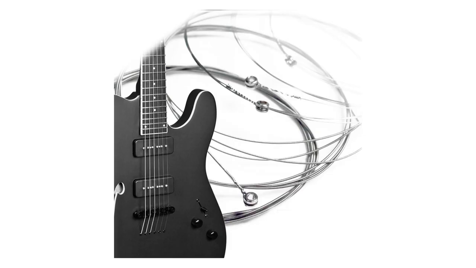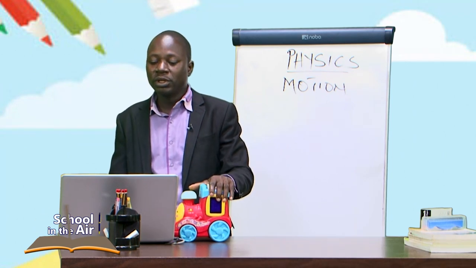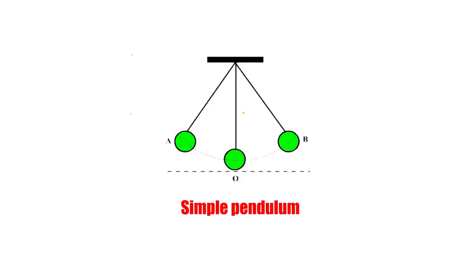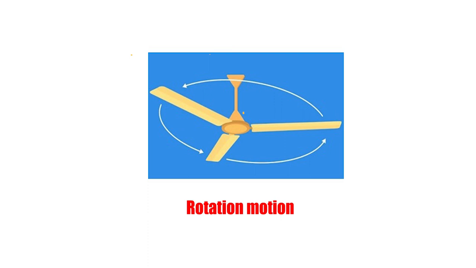Now look at this picture. I want you to look at it. Your guitar string is fixed at both ends, so each time you disturb that string, it will go to and fro to produce the rhythm that you want. Then, moving this car from here to here is a linear motion, which is an example of a translational motion. Then oscillatory motion, as an example, a simple pendulum going to and fro. Next is circular motion. You can see it on the screen there. Rotational motion also, you see it there.